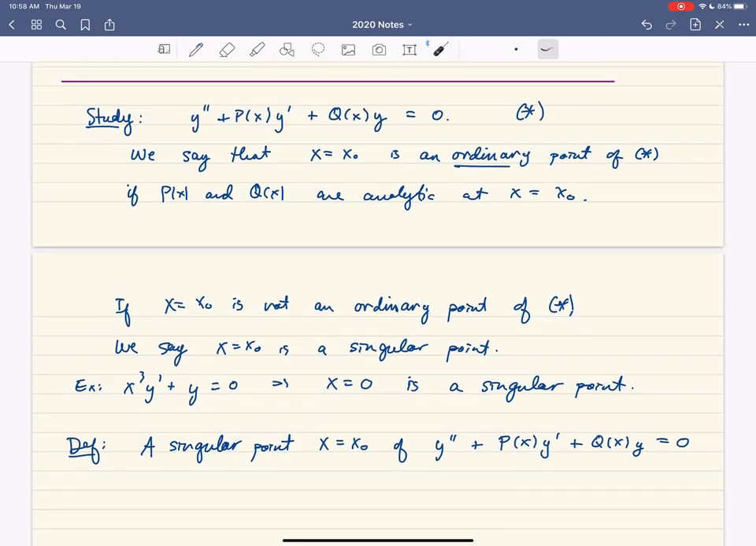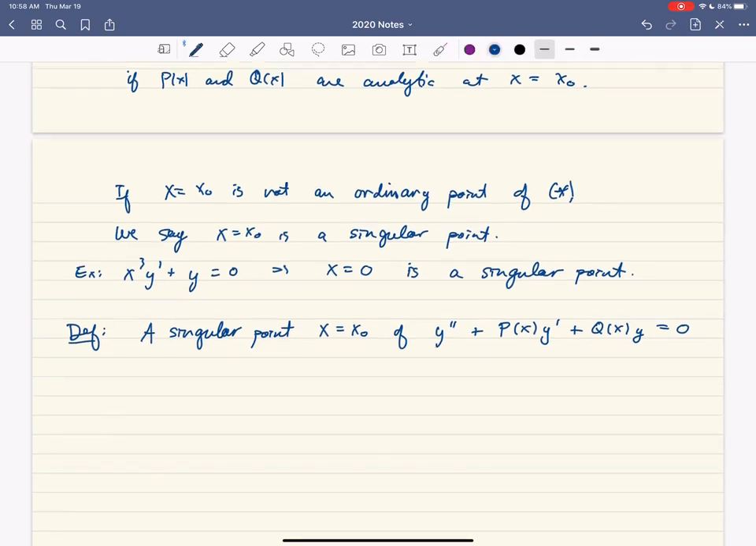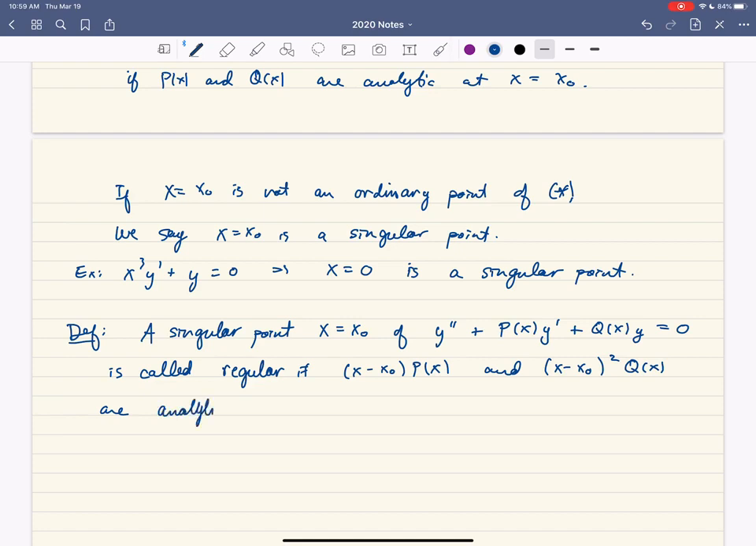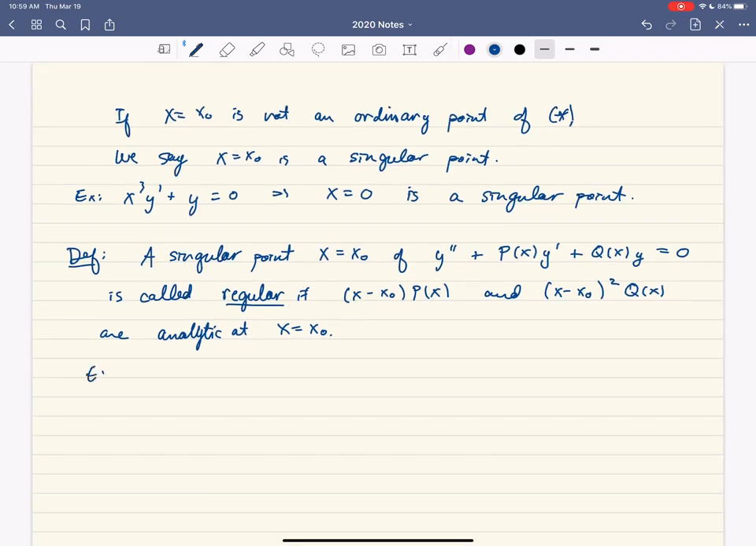That's the differential equation that we started with. A singular point of that differential equation is called regular if x minus x naught times p of x and x minus x naught squared q of x are analytic at x equals x naught. So if they are singular points, they're still sometimes okay. These are the regular singular points. For regular singular points, we're going to have a method that'll help us solve these differential equations. Just to give us an idea, I want to look at just one more example.